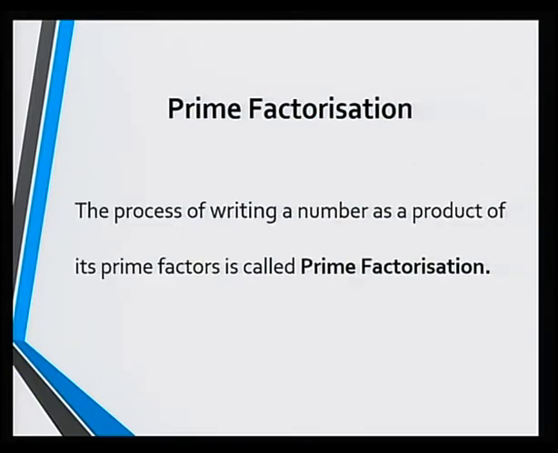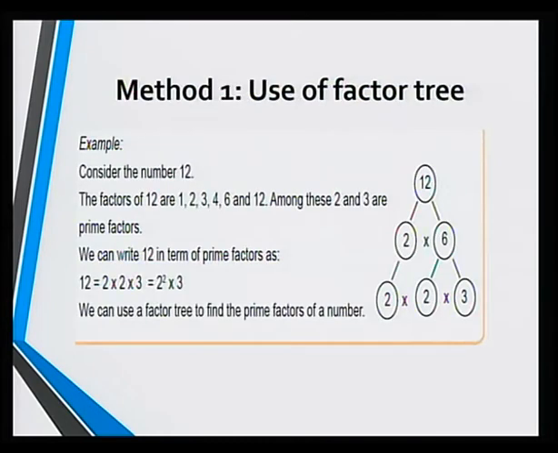Now, the process of writing a number as a product of its prime factors is called prime factorization. So, to find the prime factors of a given number, we can make use of a factor tree. Here is an example. Consider the number 12. So, the factors of 12 can be found by using what we call the factor tree.